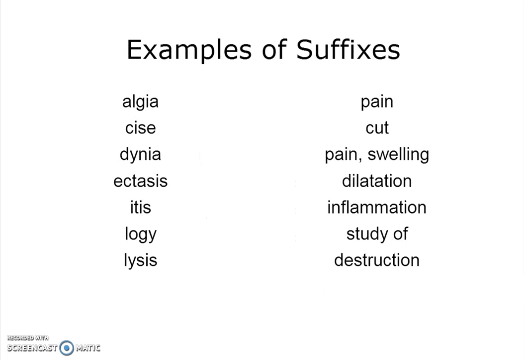Here are some examples of suffixes and their meanings. Algia means pain. Cise means cut. Dynia means pain or swelling. Ectasis means dilation. Itis means inflammation. Logy means the study of. Lysis means destruction.